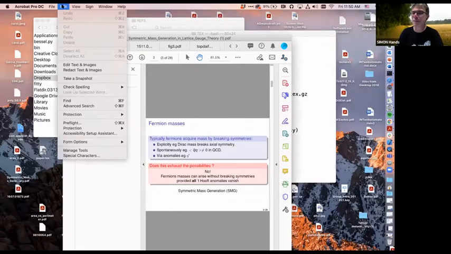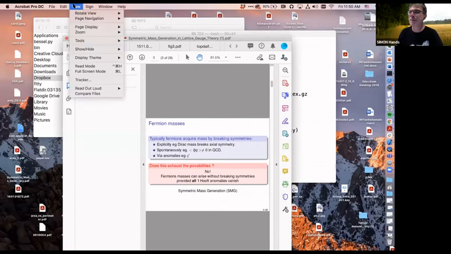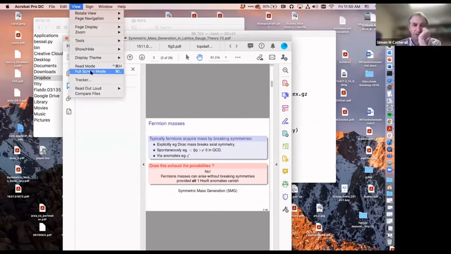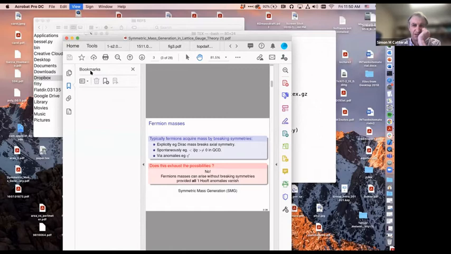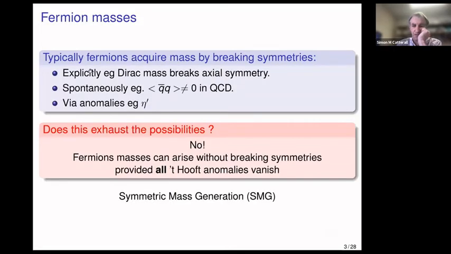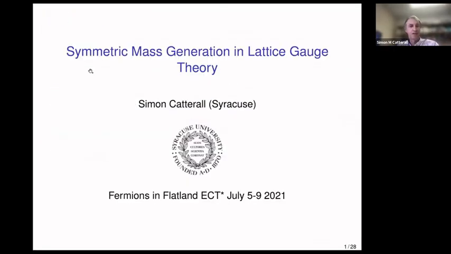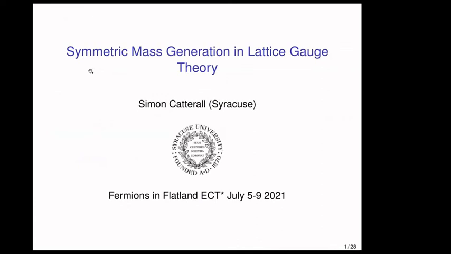Okay, it's now time to move on to our next speaker, Simon Catterall, who's going to bring it all home with symmetric mass generation in lattice gauge theory. All right, let's see. Mode. Okay, can everyone see that? Yeah, perfect. All right, very good.